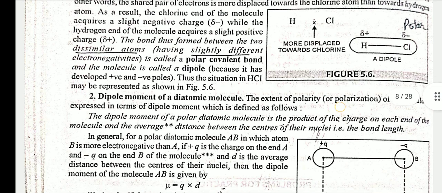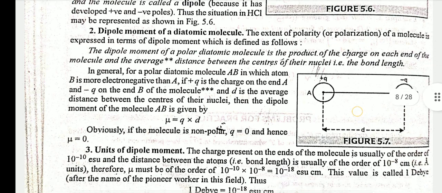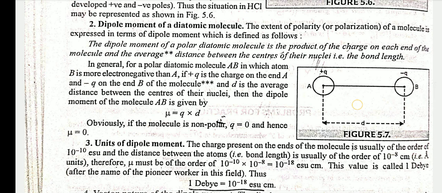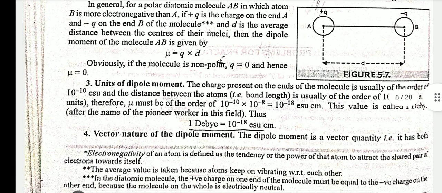In general, for a polar diatomic molecule AB in which atom B is more electronegative than A, if plus q is the charge on the end A and minus q on the end B of the molecule, and d is the average distance between the centers of their nuclei, then the dipole moment of molecule AB is given by mu equal to q times d. Obviously, if the molecule is non-polar, q is equal to 0 and hence mu is equal to 0. Units of dipole moment.